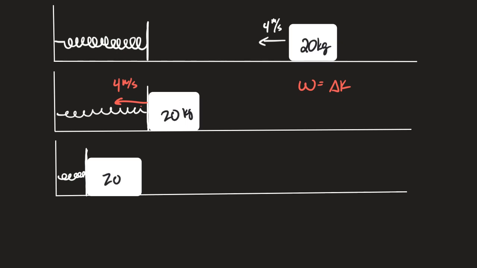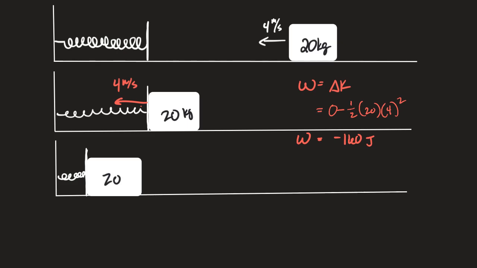So since the box is brought to rest and we know its initial speed, we can say that the work done on the box is equal to 0 minus 1/2 mv squared, or looks like negative 160 joules of energy. This will be the work done on the box by the spring. There's an equal amount of work done on the spring by the box.